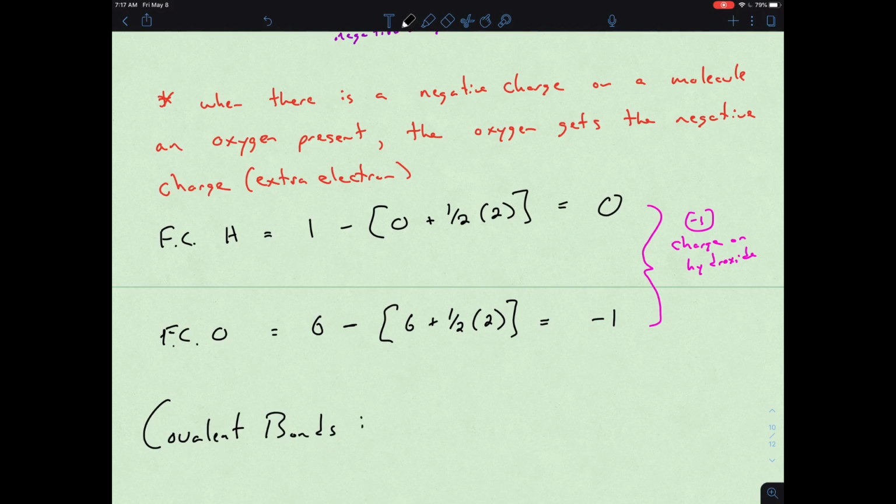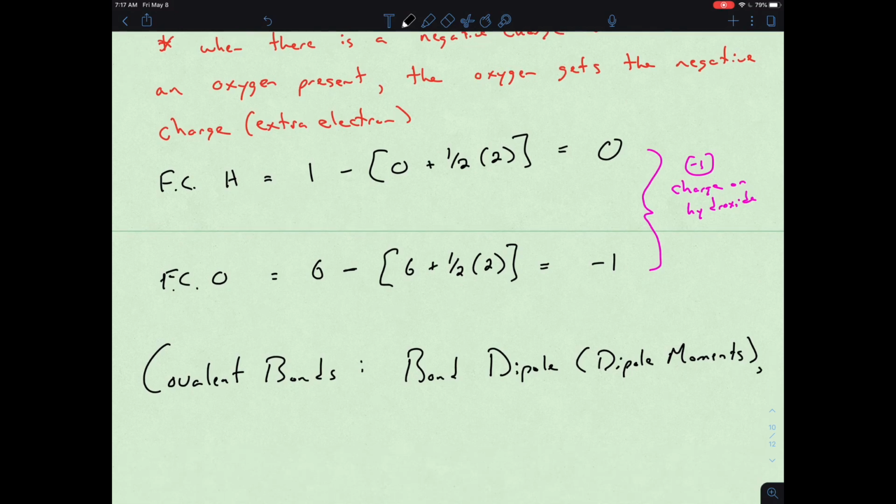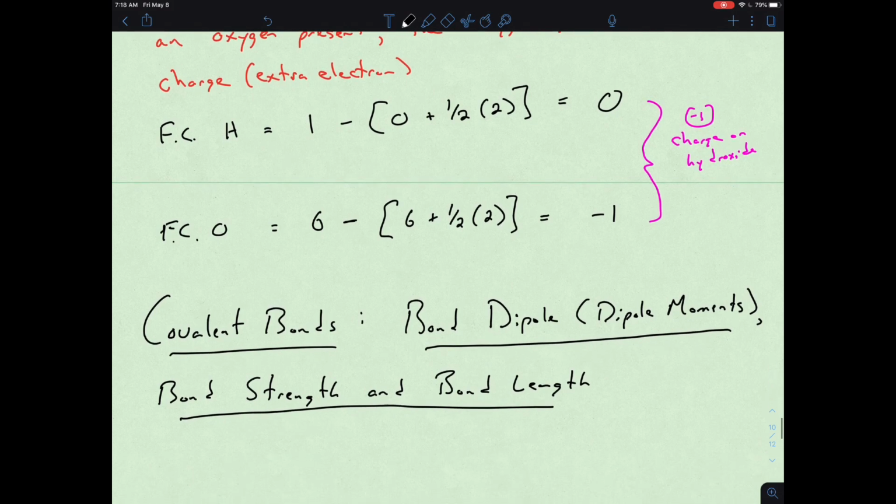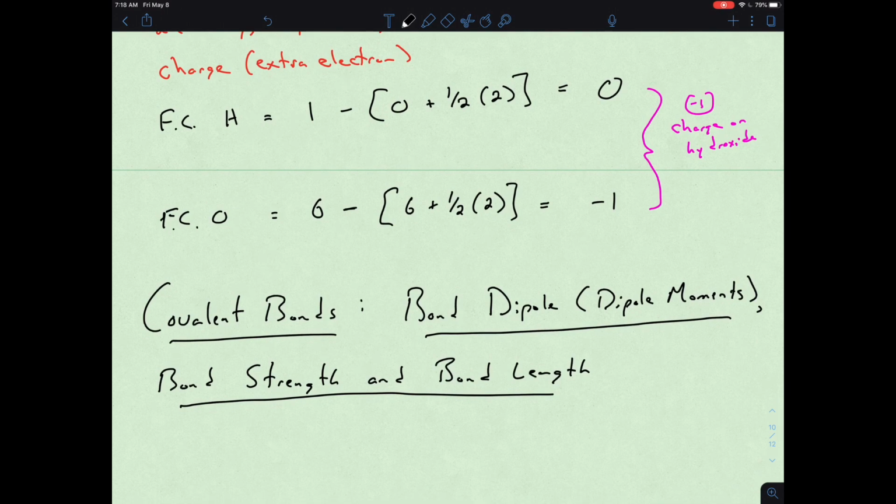In terms of bond dipoles, or dipole moments, as they're sometimes called, bond strength, and bond length. So 3 topics here. So first, let's get into the idea of a bond dipole.